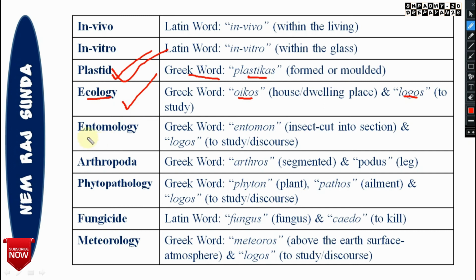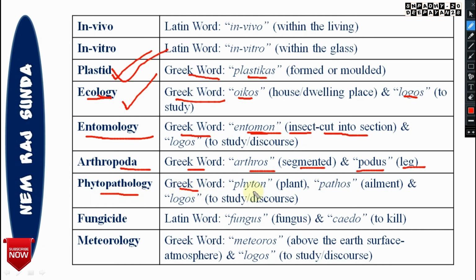Similarly, entomology, to study about the entomon, again Greek words. Ecology and whatever ends with logy will be a Greek word. What is the meaning of entomon? Insect. And logos means to study, so studying insects is known as entomology. Similarly, arthropoda, again Greek, from arthros and podos or poda. Arthros means segmented, and podos or poda means legs, segmented legs or appendages, that is arthropoda.